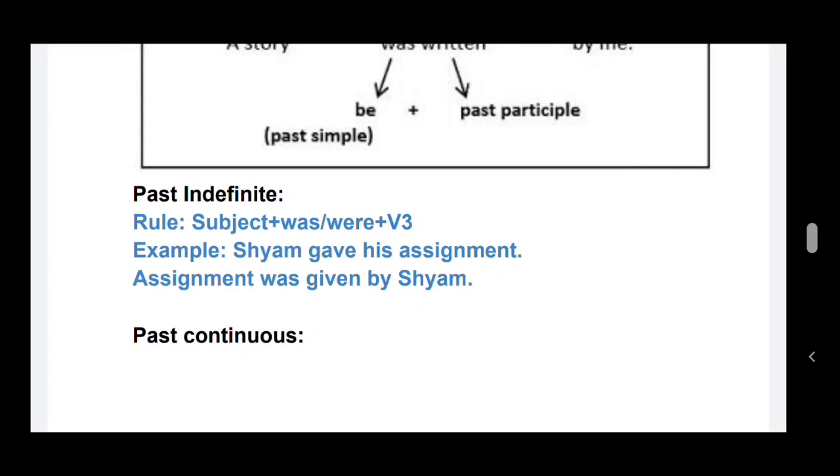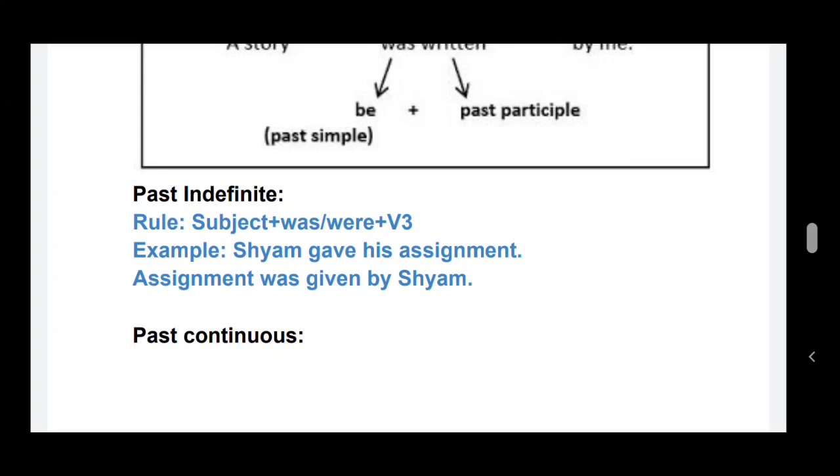For example, see the example here. "Shyam gave his assignment." You have to change the subject into the object and the object into the subject. So "assignment was given." "Gave" should be changed into the verb 3 form, "given by Shyam." So this is the simple past tense, children, in passive: "the assignment was given by Shyam."